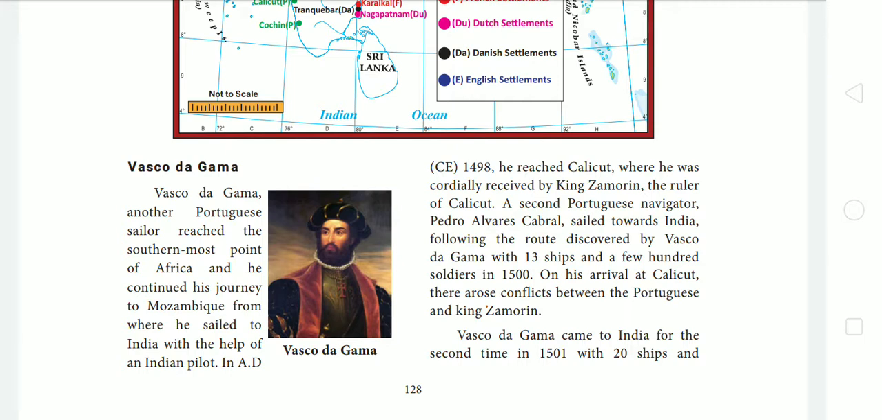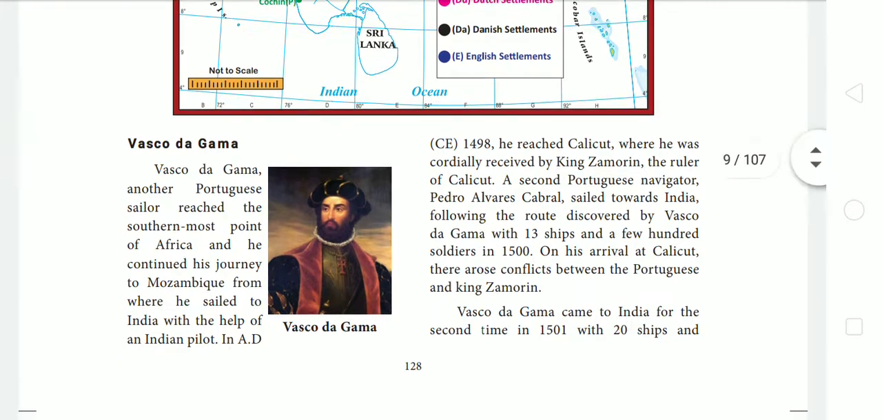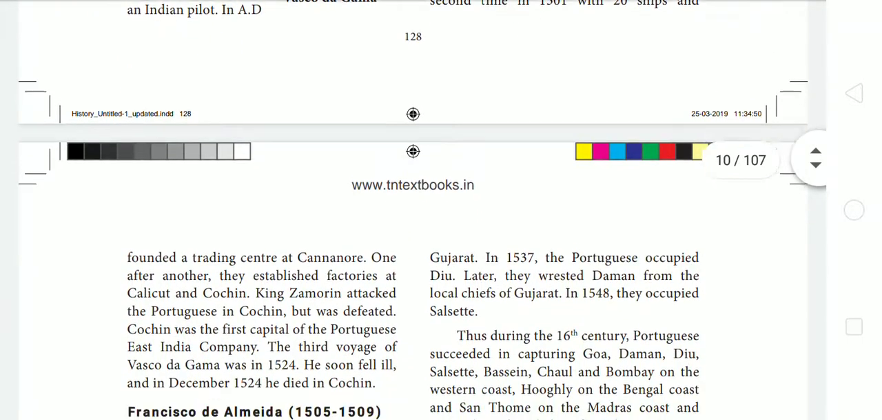1501. The first time he came to India was in the year 1498. After that, for the second time, he came to India in the year 1501 with 20 ships, and he founded a trading center at Kannanur.